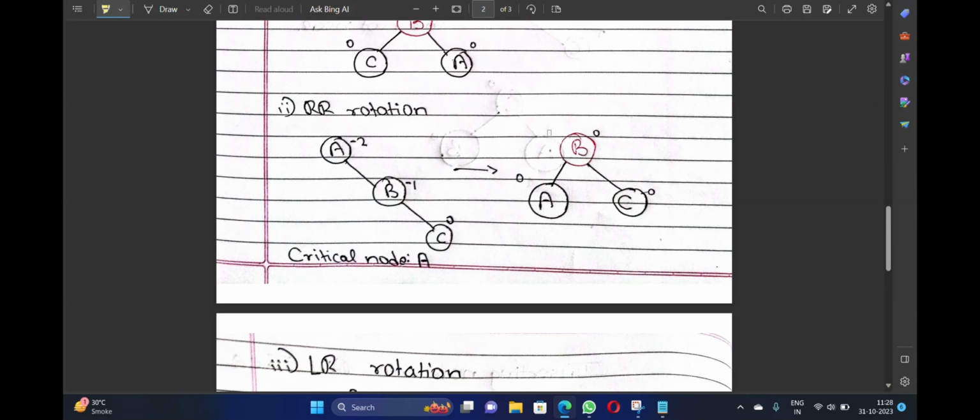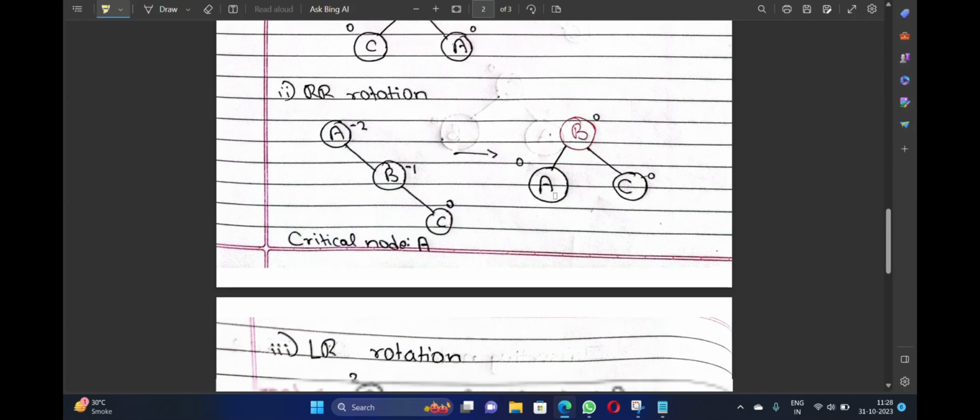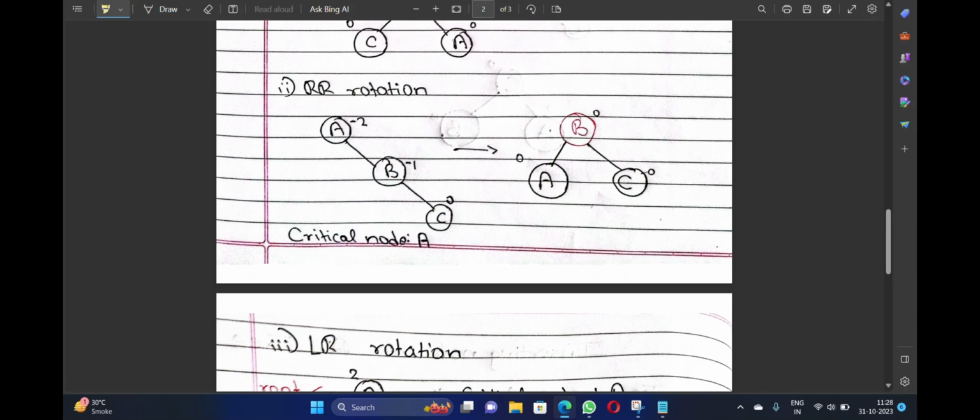So B will be taking the place of A. A will be shifted to the left part and C will be shifted to the right part, because A is less than B. B is on the right side of A, so B is greater than A, and C is on the right side of B, so C is greater than B. So C will be placed here, and A is less than B, so it will be placed in the left part. This must be clear to you. Moving to the next part.